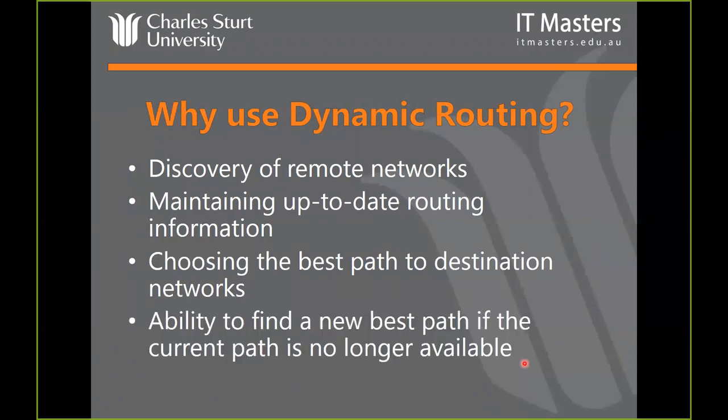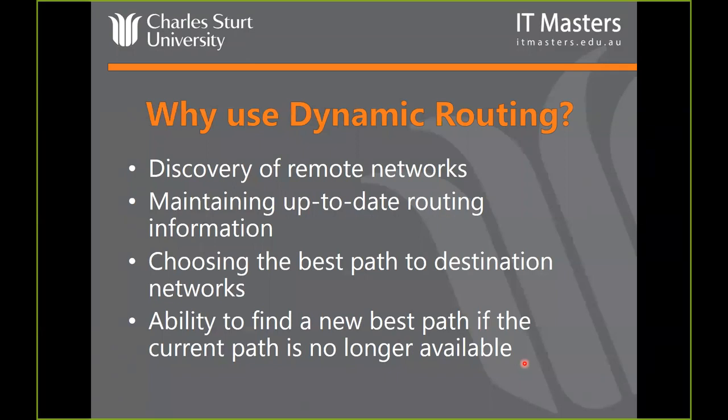So why would we use dynamic routing? Mainly to discover remote networks automatically. To maintain up-to-date routing information, so we don't have to do it statically, we don't have to make any changes when the network changes, the routers will work that out themselves. They will give you that information and update it.